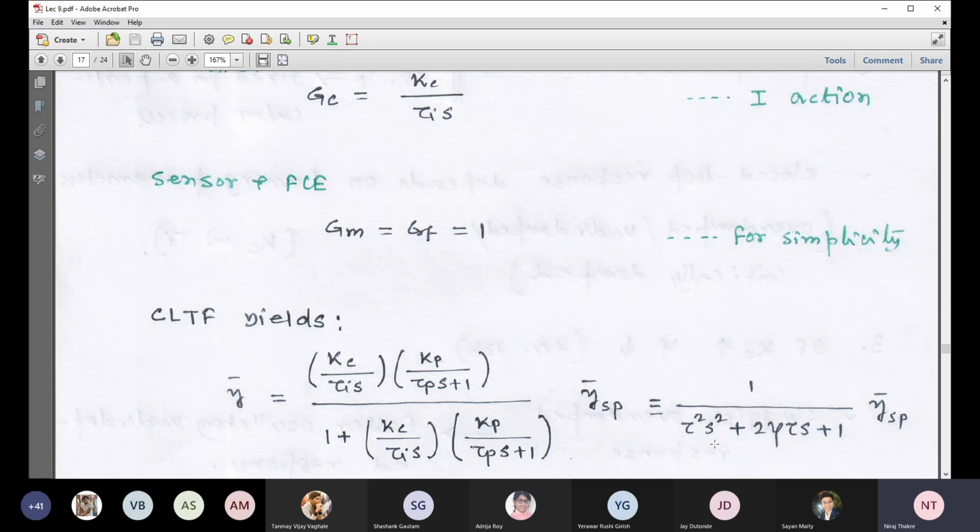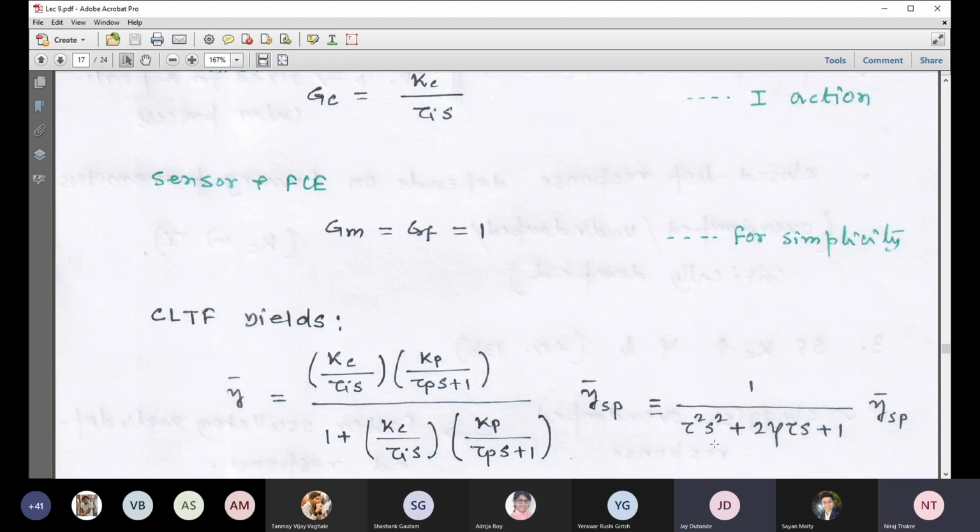Anyone got the expression for tau and zeta? So tau is under root tau I tau p. Only? Something else is there, you just recheck. So tau is under root tau I tau p upon Kp Kc.